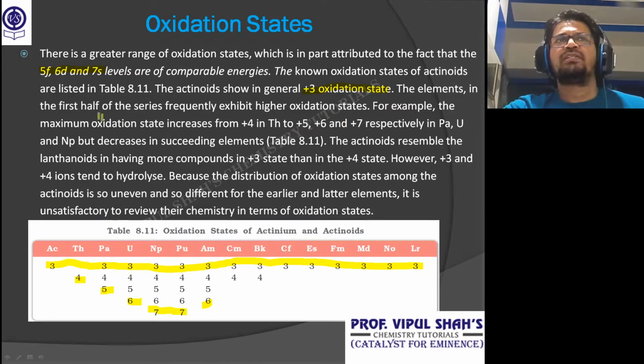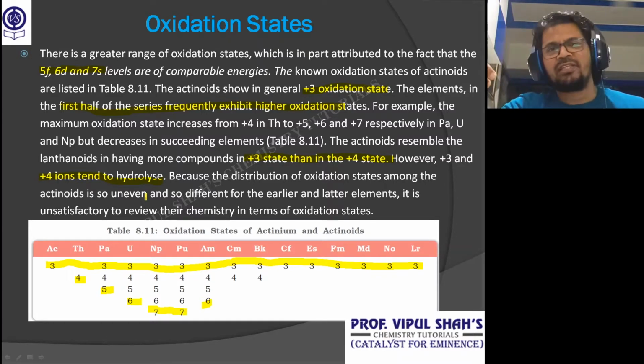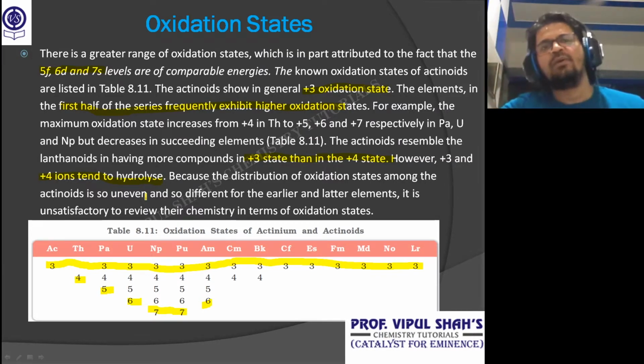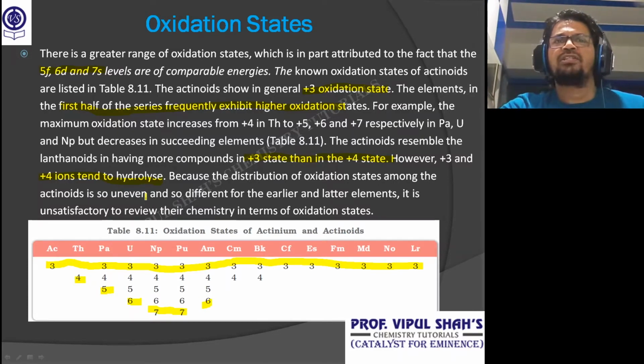Now here it says that in the first half of the series, they frequently exhibit higher states, that is 4, 5, and at maximum neptunium and plutonium show the +7 oxidation state. They also say they have more stable compounds in +3, like the lanthanoids, rather than in the +4 state, and the +3 and +4 ions tend to hydrolyze. That means the stability is more in +3. Lower oxidation states will be good reducing agents, and higher oxidation states will be good oxidizing agents. Clear? That's one.